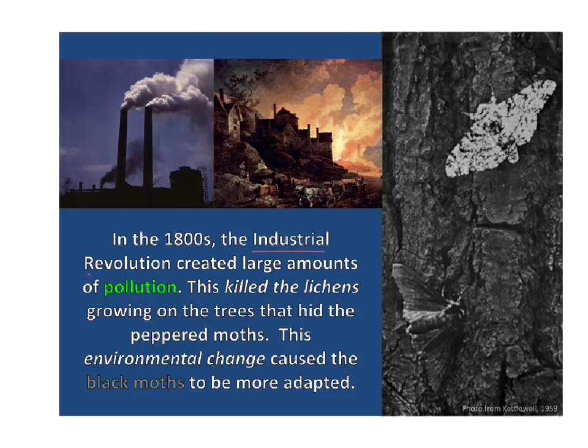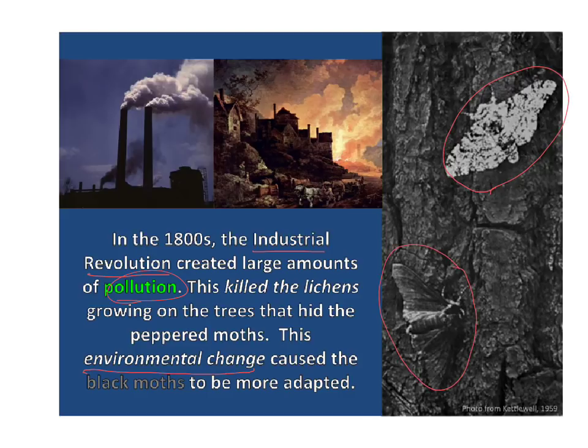So the Industrial Revolution was a historical event that created large amounts of pollution. The pollution killed the lichens that were growing on the trees. Look at this tree over here. See, there's bare bark. You don't see the lichen there anymore. The lichens are what this normal moth was being camouflaged with. So now this normal peppered colored moth no longer has camouflage anymore because the lichens are dead, because there was an environmental change.